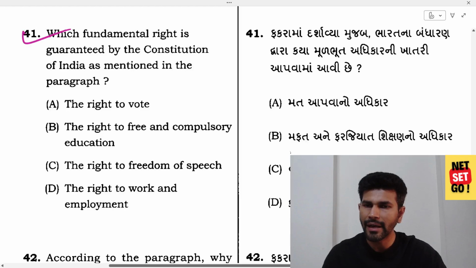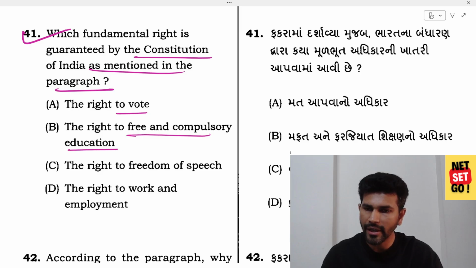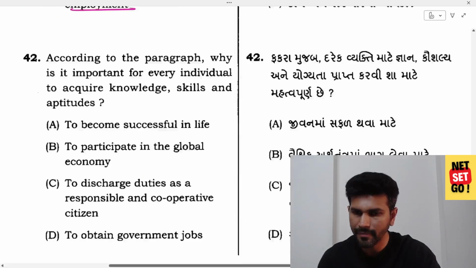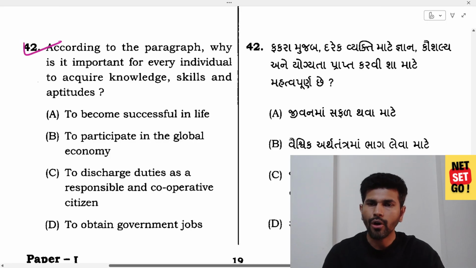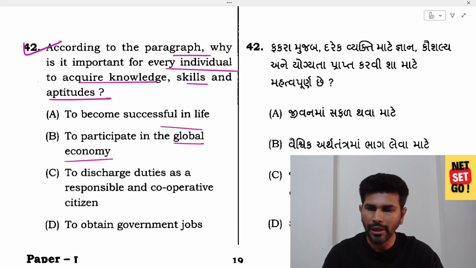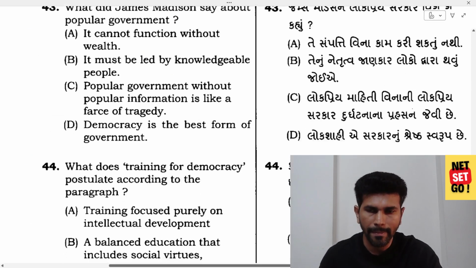Which fundamental right is guaranteed by the Constitution of India mentioned in the paragraph? Right to vote, free and compulsory education, freedom of speech, work and employment. So refer to the second and third line. Option B is the correct answer. Next, according to the paragraph, why is it important for every individual to acquire knowledge, skill and aptitude: to become successful in life, to participate in the global economy, to discharge duty as a responsible and cooperative citizen, or to obtain government jobs? Option C is the correct answer. Refer to the 4th and 5th line.